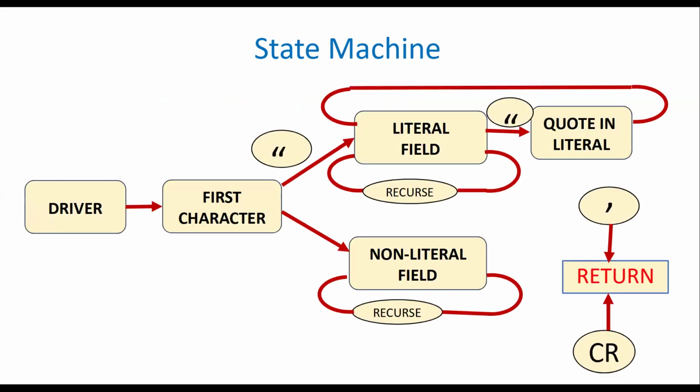Here's another review of what the state machine looks like. We've seen all the components. Remember how the driver gets it started. It passes controls on the first character. It checks for the double quote. It goes through that upper sequence of literal field and quote in literal. And the lower section is handling just plain old non-literal field character by character. And finally, at the right, we see our execute.